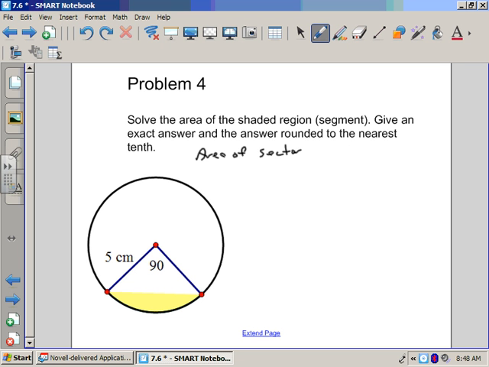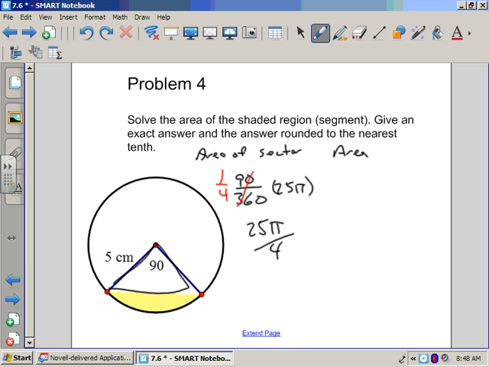The area of the sector is going to be 90 out of 360 times the area of the circle, which we know is 25 pi. Okay? And so we get 90 out of 360 is the same thing as 1/4. And the area of the sector is going to be 25 pi divided by 4. But I have to subtract the area of the triangle.